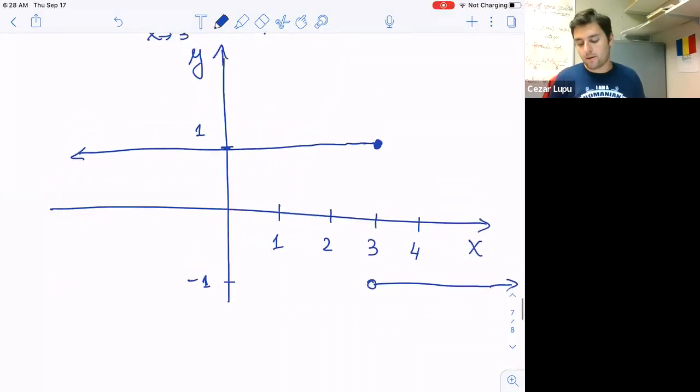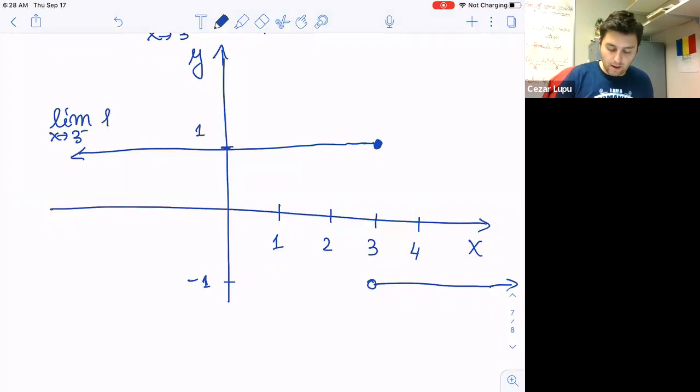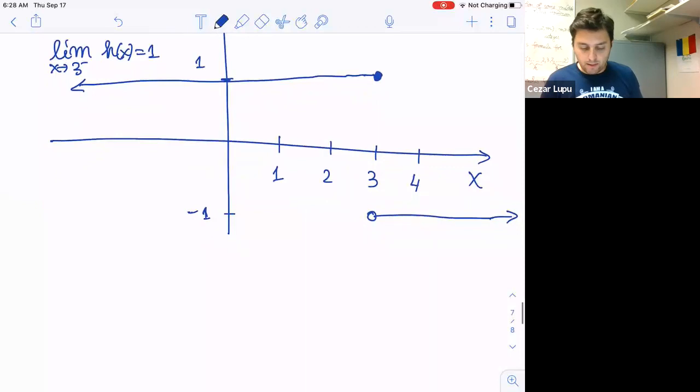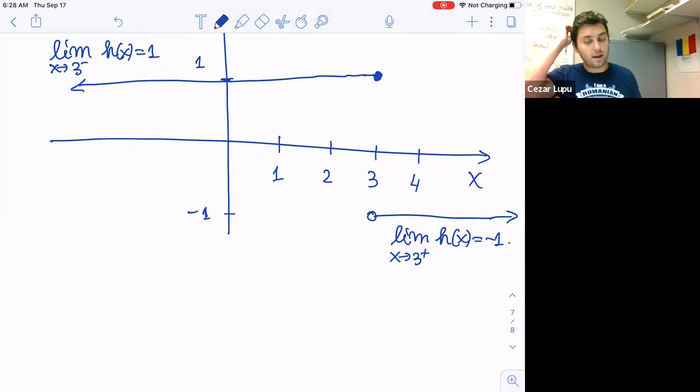Well, it's quite clear from the graph that the limit as x approaches 3 from the left of h of x is 1. It's quite clear. And now the limit as x approaches 3 from the right of h of x will be -1. As you can see, the limits are different. The right-hand side limit is not the same as the left-hand side limit.